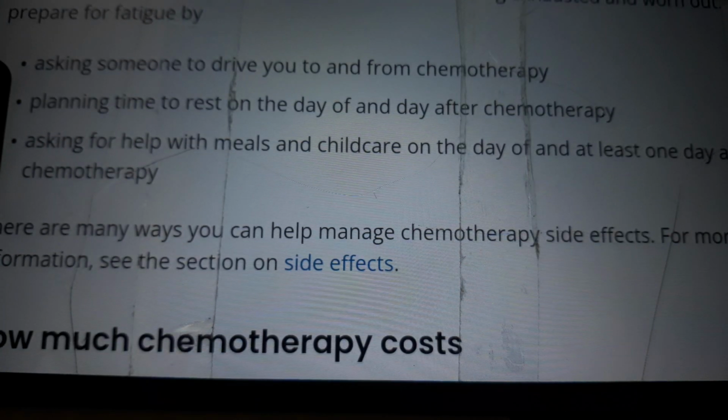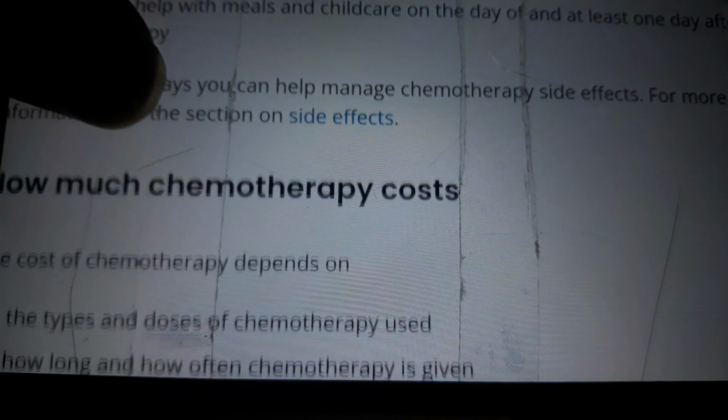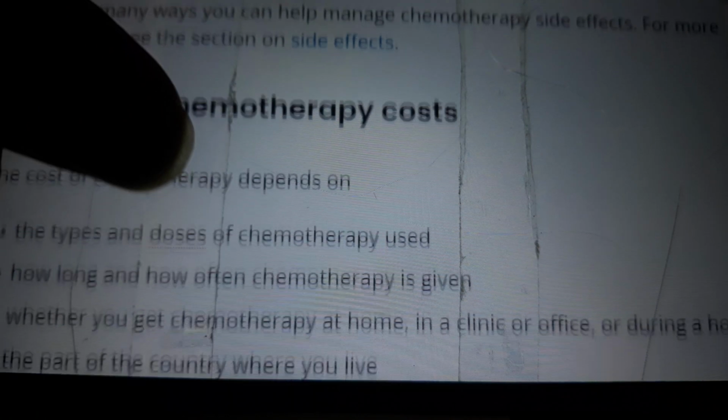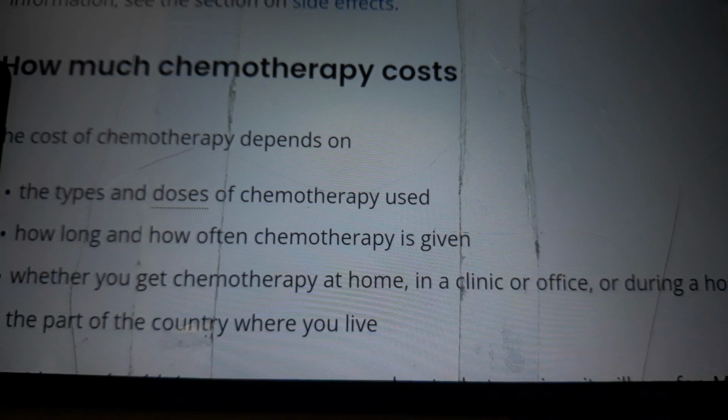The most common side effect is fatigue, which is feeling exhausted and worn out. You can prepare for fatigue by asking someone to drive you to and from chemotherapy, planning time to rest on the day of and day after chemotherapy, and asking for help with meals and childcare on the day of and at least 1 day after chemotherapy. There are many ways you can help manage chemotherapy side effects. For more information, see the section on side effects.